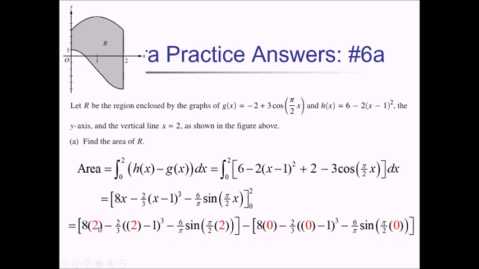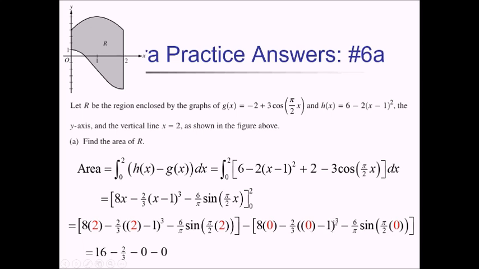So we're going from left to right here. We're going to clean this up a bit. We've got 16. And for this next term here, well, 2 minus 1 is just 1. 1 cubed is 1. So this is just minus 2/3. For this next piece, these 2's cancel. You've got sine of pi, which is just going to end up being 0. Over here we have minus 0. For this next term, this is 0 minus 1, so negative 1.